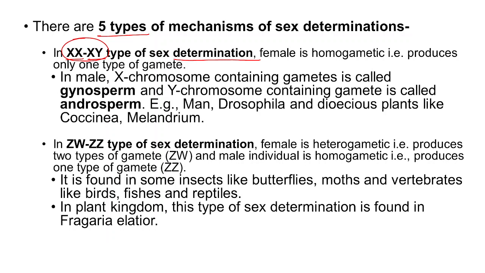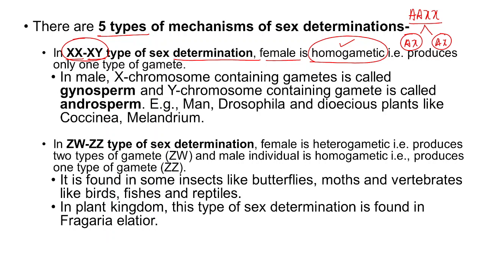It is a type of sex determination in which the female is homogametic. That means the female will have the same type of gametes. Along with the autosomes, the female will have X and X. When she produces the gametes, she will give rise to A and X and A and X. Both the gametes will be the same. That is why it is called homogametic.